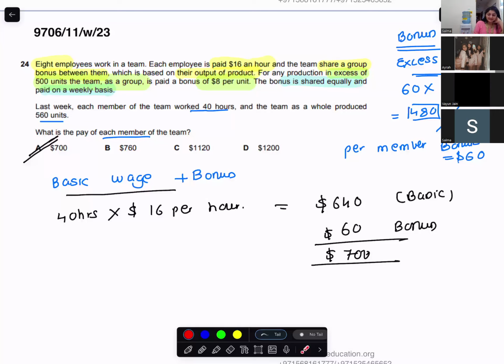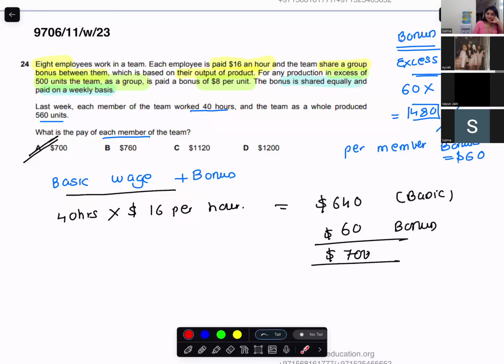Vayun, can you please read it for me? Eight employees work in a team. Each employee is paid $16 an hour, and the team shares a group bonus between them. So, what is the basic wage rate? $16 per hour is the basic wage rate. So read ahead.